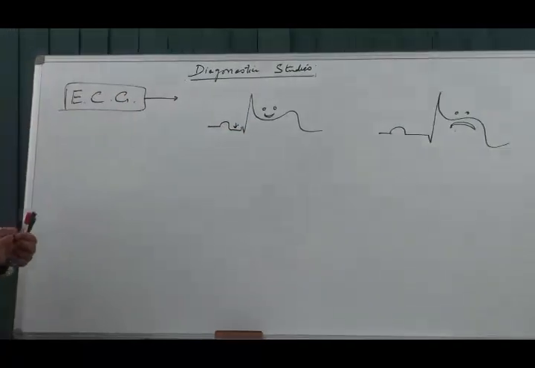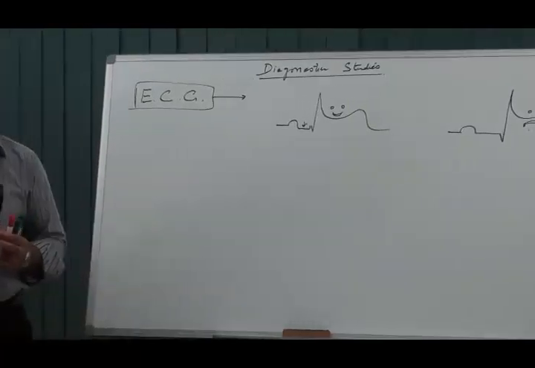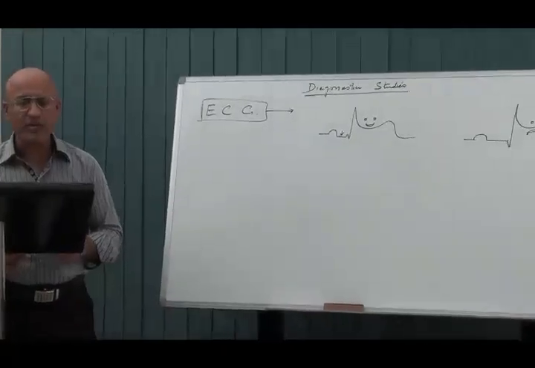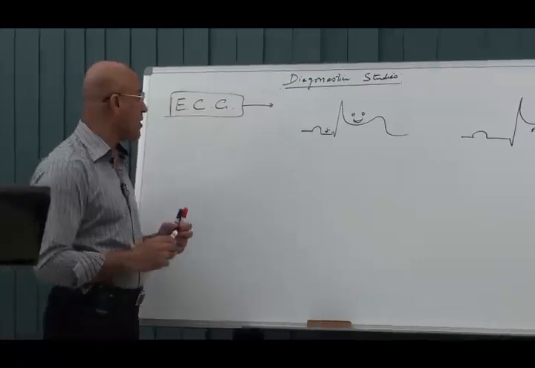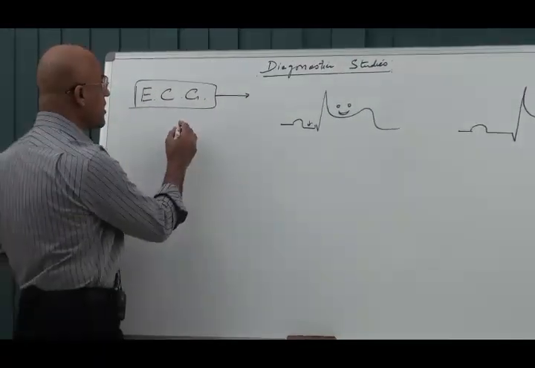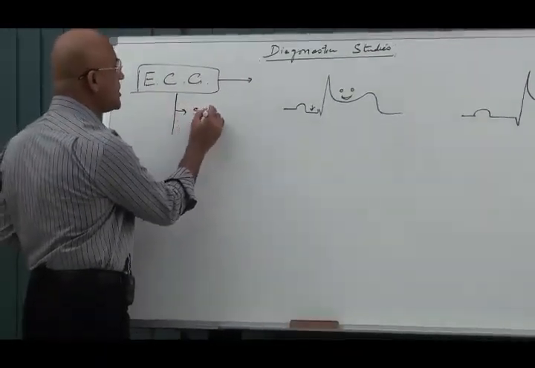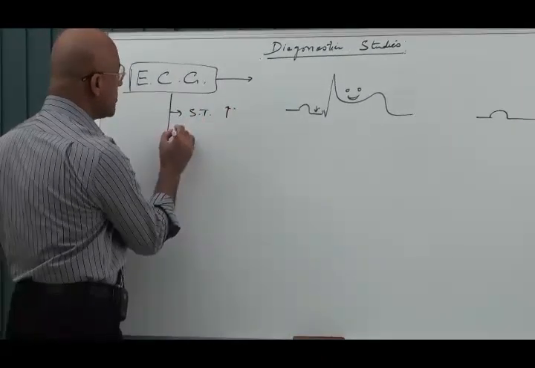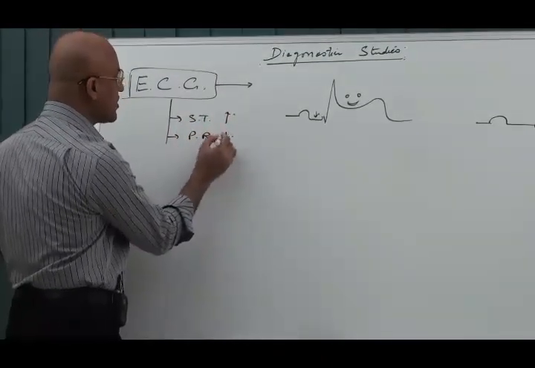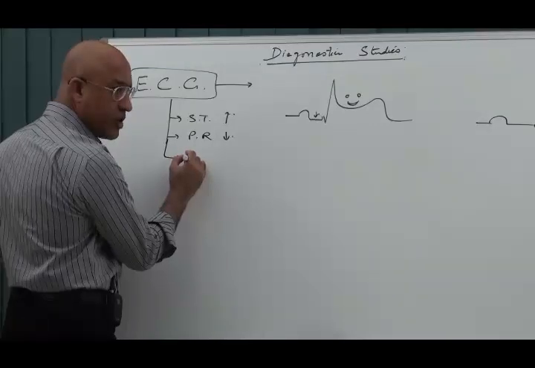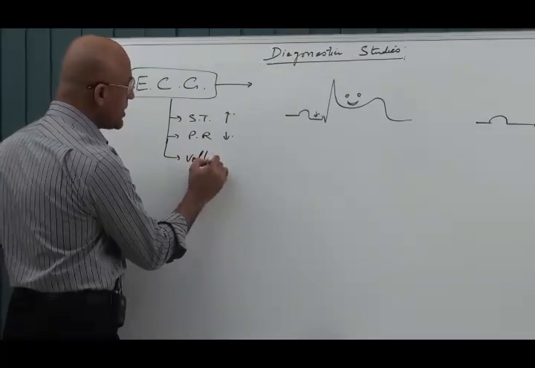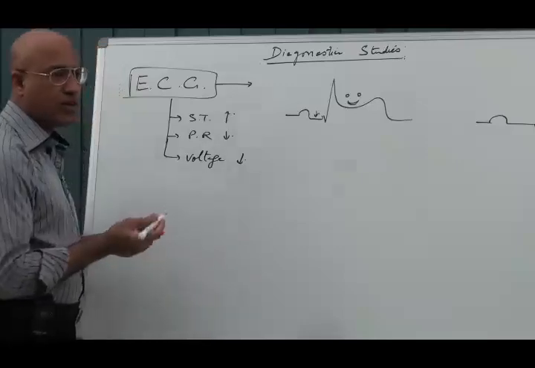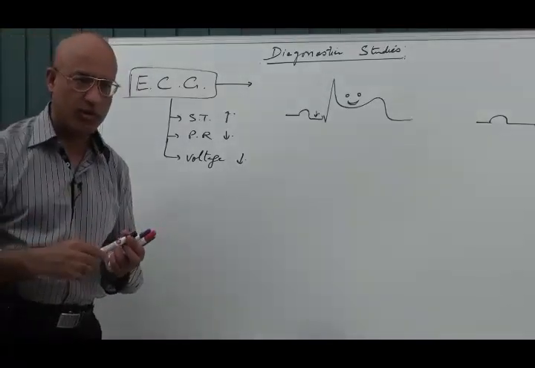I will not go into detail of these, we have discussed them already in the pericarditis lecture. But really I want to mention that voltages will be low in ECG. Number one is ST segment elevation, PR segment depression, then low voltages. Why are the voltages low? It's very simple, because the fluid is not conducting very well.